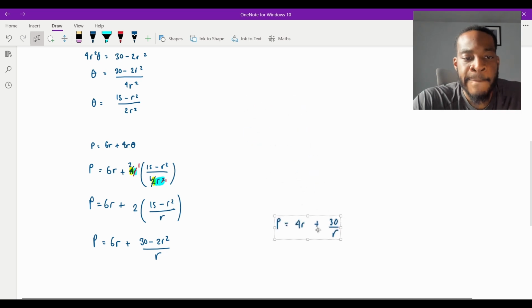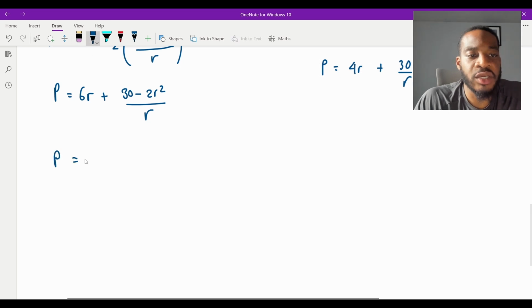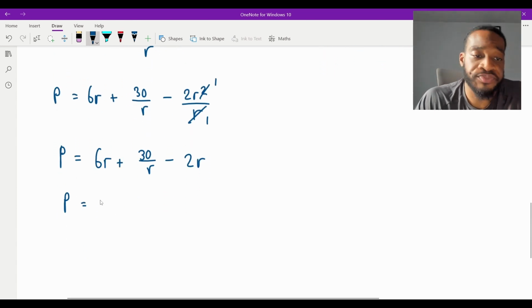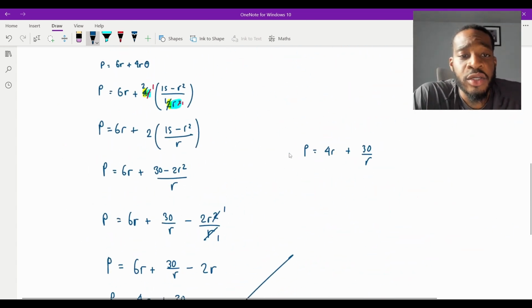So what do we need to do here? Well, we can separate this fraction on the right. So it becomes P is equal to 6r plus 30 over r, which is what we need, and then minus 2r squared over r. And then we can cancel one of the r's. So therefore, it's just going to become minus 2r. And then obviously now, 6r take away 2r is 4r. So P is equal to 4r plus 30 over r, as required. And that's it. That's part A.